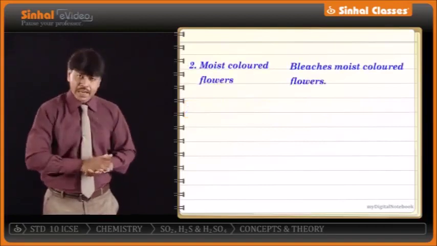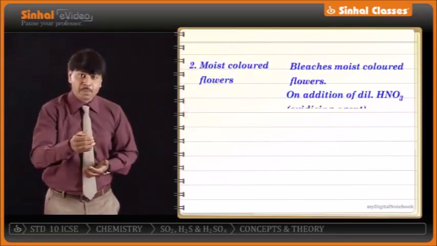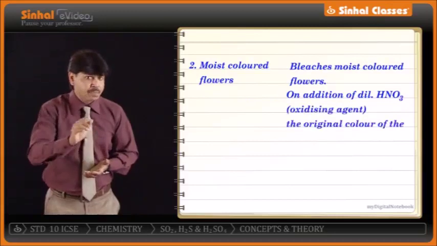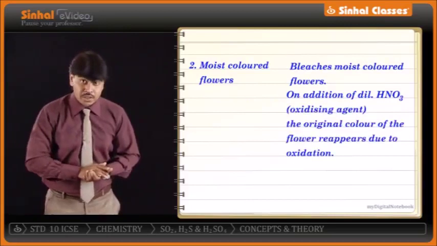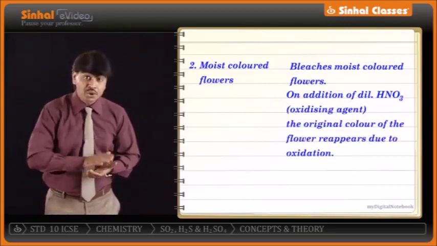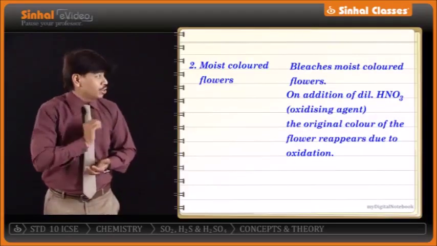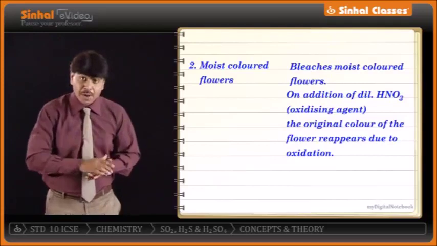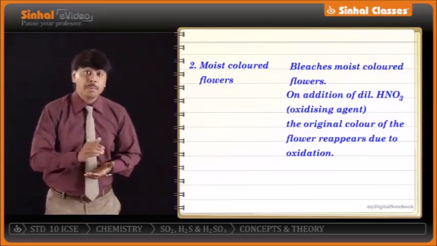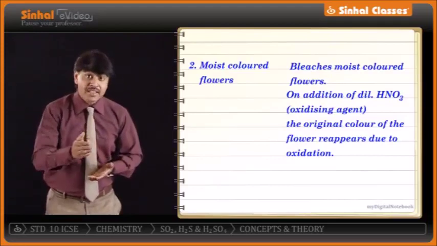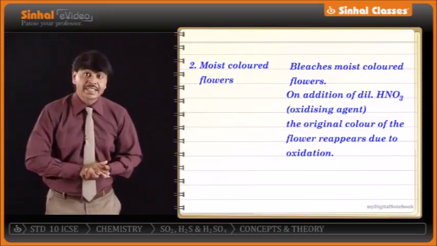When it is brought in contact with SO2, it gets bleached. But this bleaching action is due to reduction, that is removal of oxygen. If you put HNO3, dilute nitric acid, which is a very powerful oxidizing agent, it will supply oxygen to the bleached flower. As a result, it can regain its color.